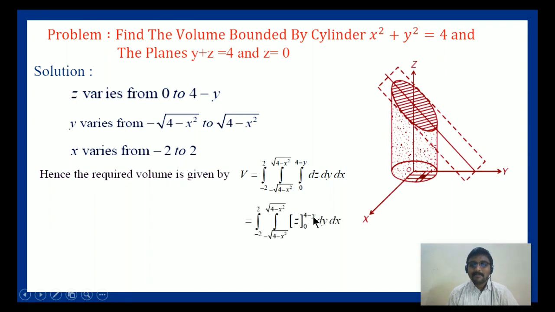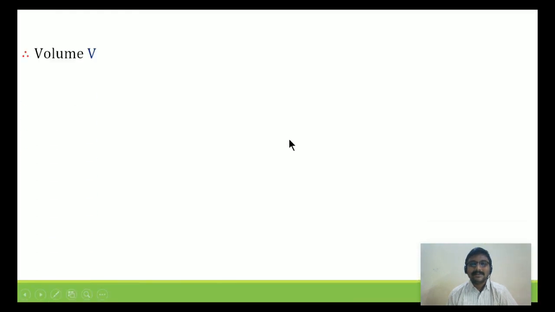We have to put the upper limit as 4 minus y and the lower limit as 0. Now clearly the triple integration becomes a double integration. Now integration with respect to y: the integral of 4 is 4y, and the integral of negative y is negative y square by 2.